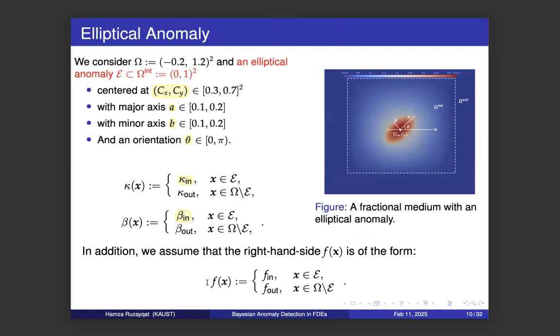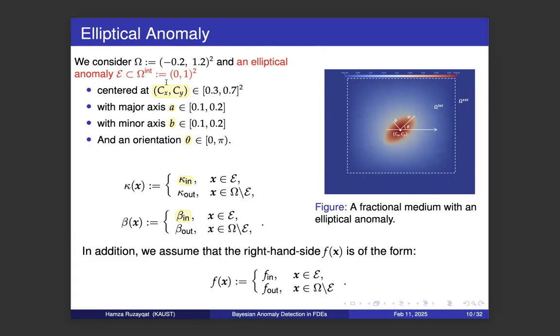Okay, now we'll focus on elliptical anomaly. So we don't consider a square, since it has already been considered in the two-dimensional problem before. So we consider an ellipse, and our domain omega is from minus 0.2 to 1.2, and here also from minus 0.2 to 1.2. And omega internal is the thing in this square, which is between 0 and 1.